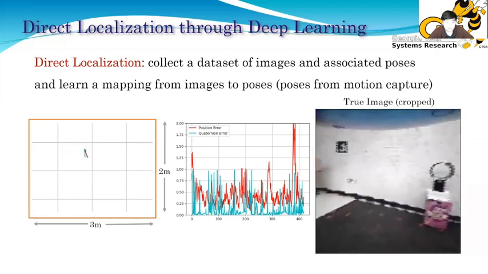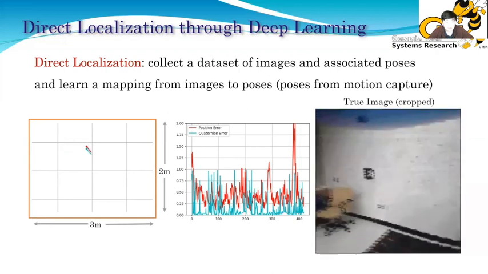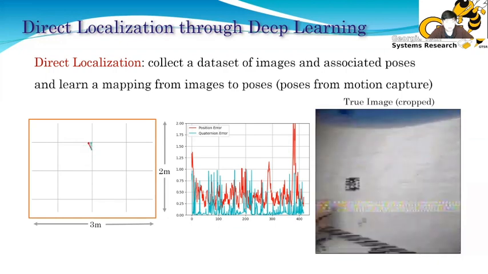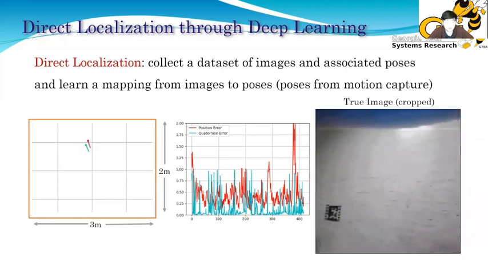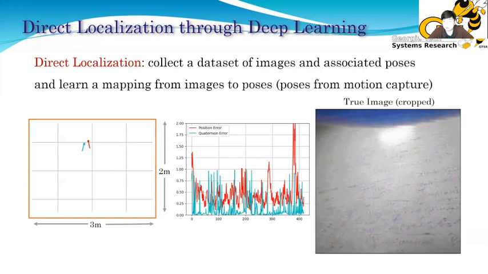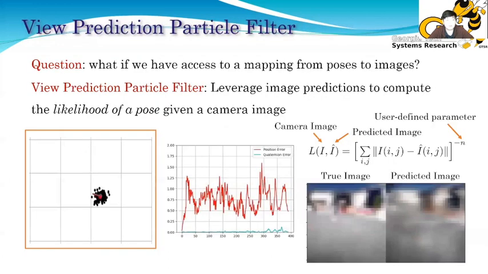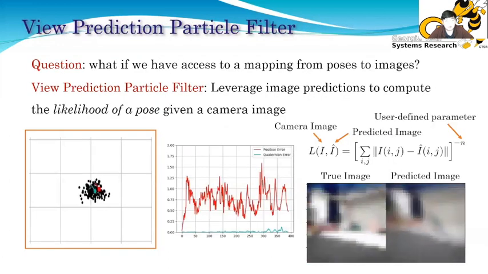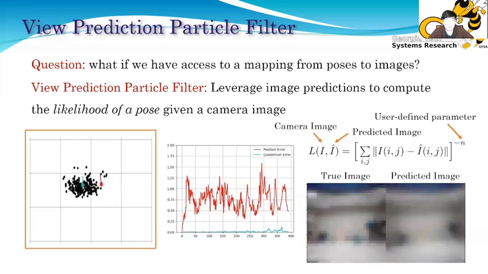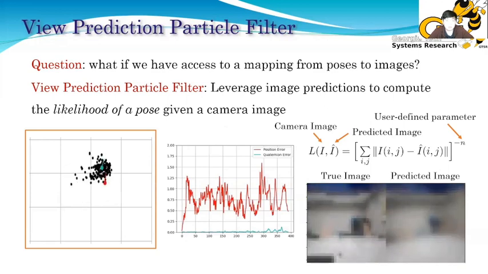You can see in the center that our estimate does reasonably well, actually very well, with position error somewhere around 0.3 to 0.4 meters, but our actual quaternion error is very bad. You can see that it actually flips to the opposite side occasionally. So we'd like to find a way to improve upon the simple direct localization approach using deep learning. We want to ask a question: what if we have access to the alternate mapping from poses to images instead of just images to poses?